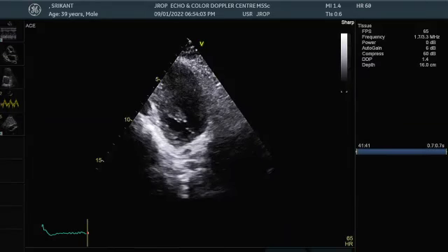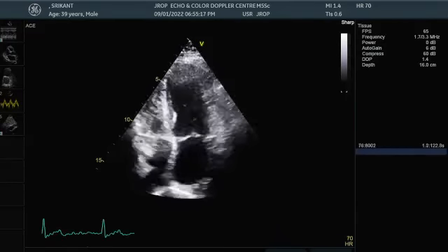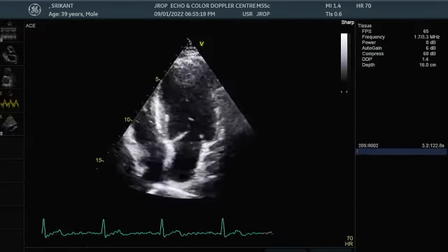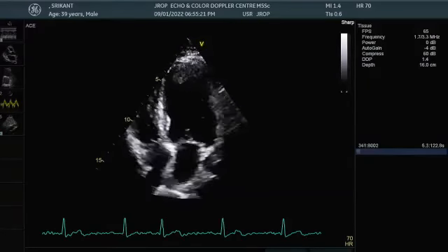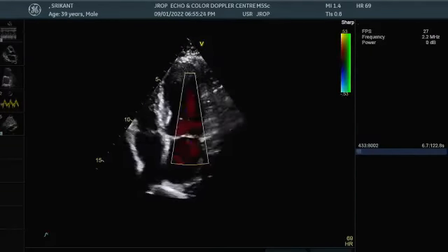Sir, can you show once in the four chamber view the MR jet and TR jet? How do we measure them? This subject has got a very small trivial MR jet and PR jet.